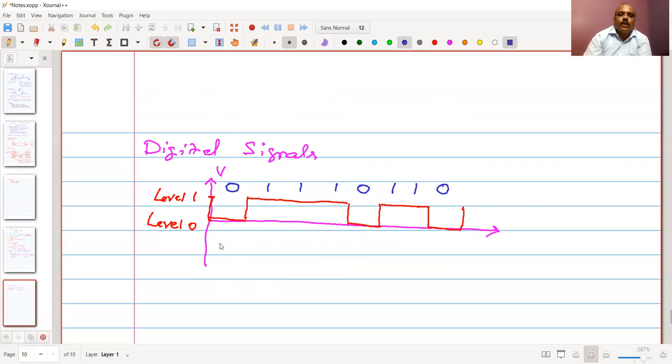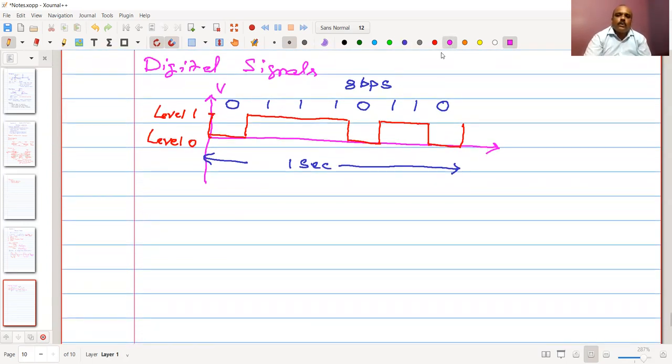Right? So this total time period we have is 1 second. In 1 second, 2 levels I am using to represent the data, and there are 8 bits. So we define this as 8 bits per second. So in 1 second, using 2 levels, I am able to represent only 8 bits.